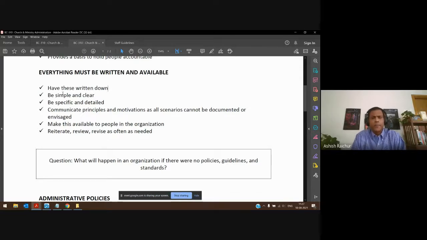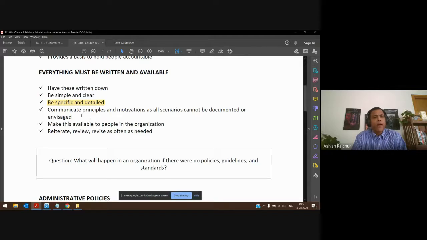So you can modify it and use it. So it has to be written down. And things have to be simple and clear. It shouldn't be too complicated, because if it's complicated, people will not understand it. And if they don't understand it, they won't be able to follow it. It's got to be specific and detailed. That means cover the scenarios that are being addressed, and state what is required.